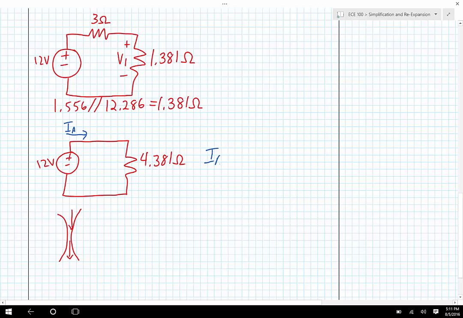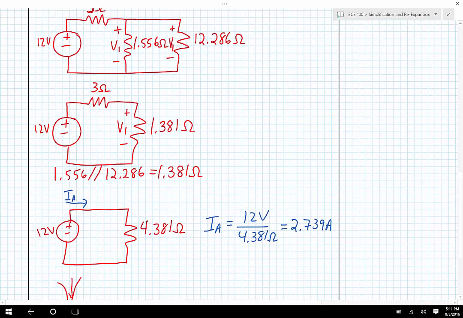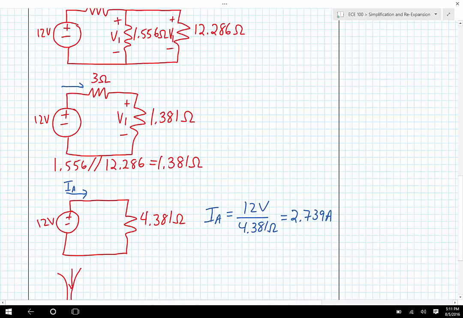But I can calculate I sub A is 12 volts divided by 4.381 ohms, and that works out to be 2.739 amps. I sub A, I'm not going to box it because that's not one of the variables that we were asked to find, but it is an essential part of finding the variables that we were asked to find. I'll relabel I sub A in the next circuit diagram up. So there's I sub A, and as soon as I do that, I see that I sub A is also the current that's going down this branch.